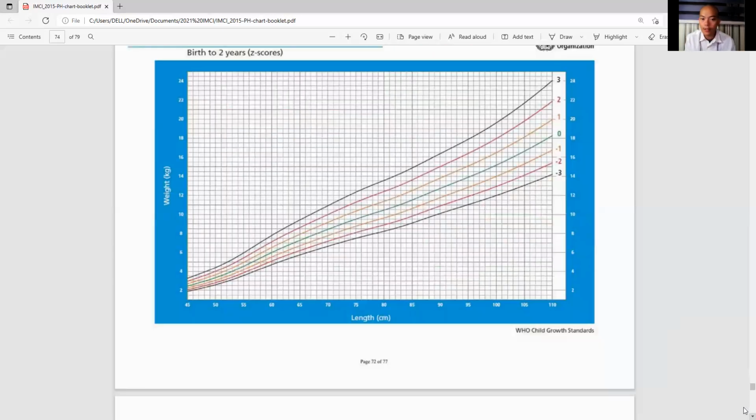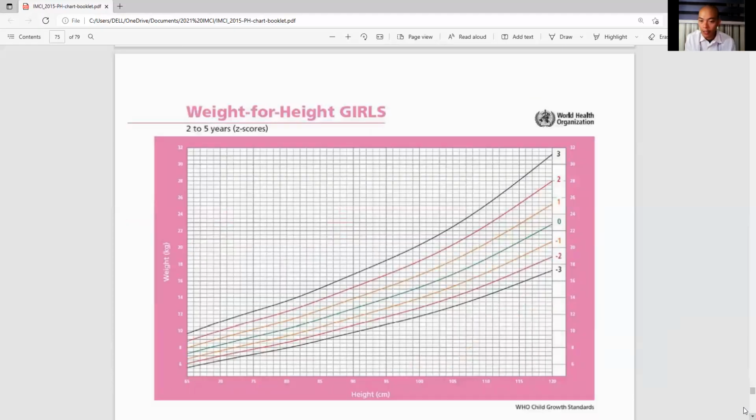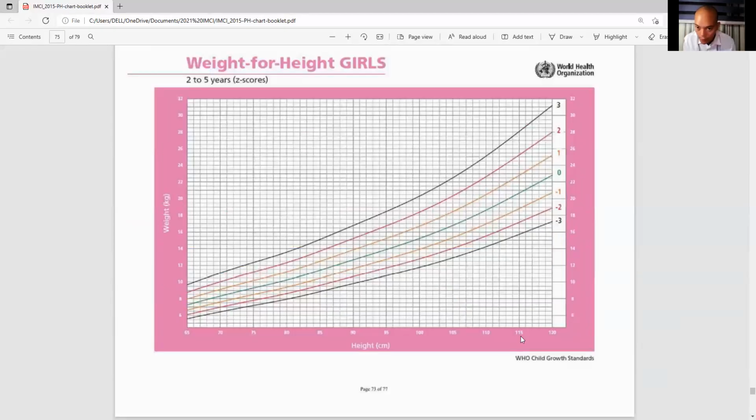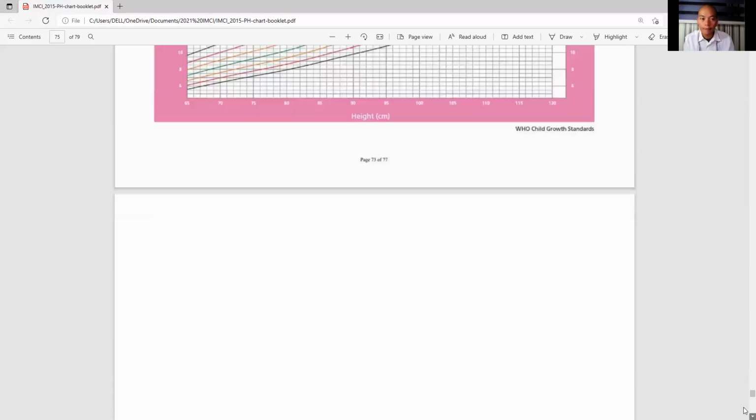Birth to 2 years z-scores. This is again length to weight. We also have a different chart for 2 to 5 years old. If this is 2 to 5 years old already, as one group said earlier, the child can stand already, so we can measure the height already. Ideally we are at 20, 21 for the child to be at least normal.